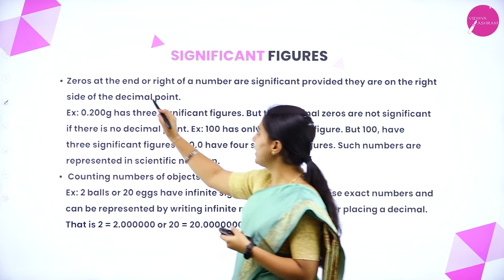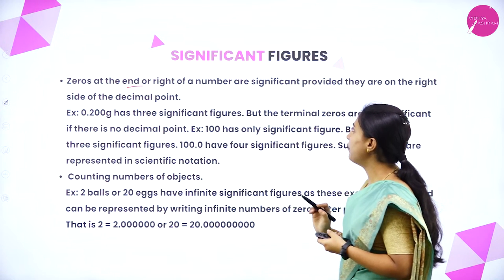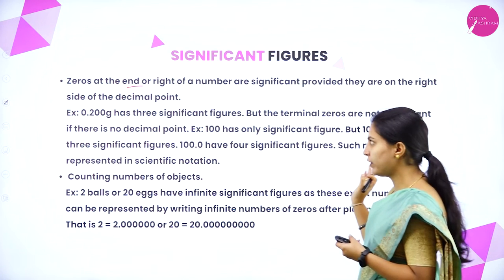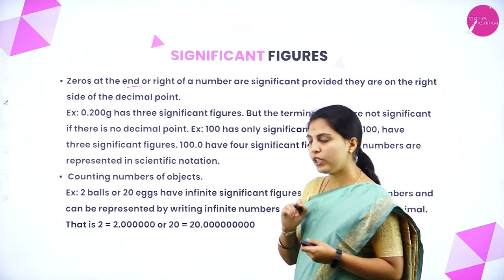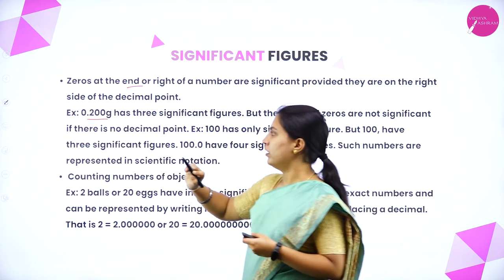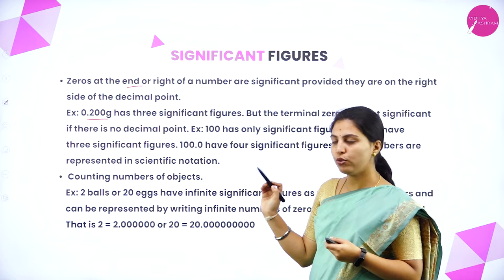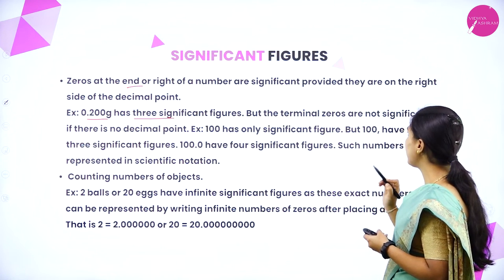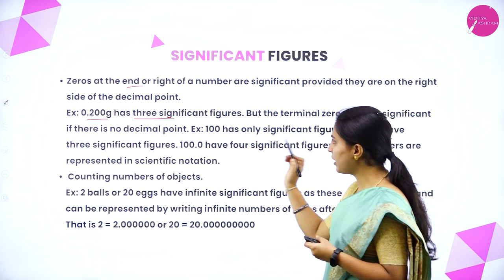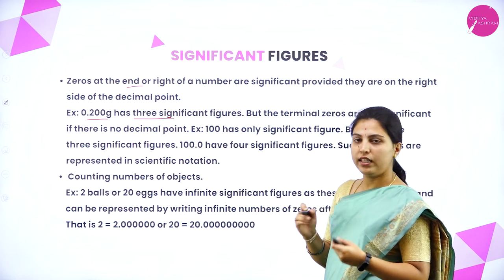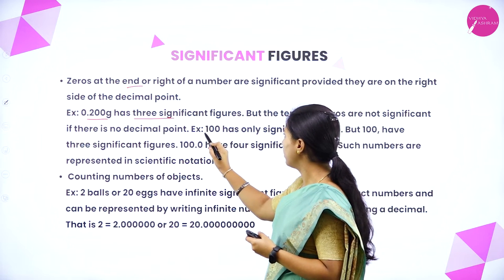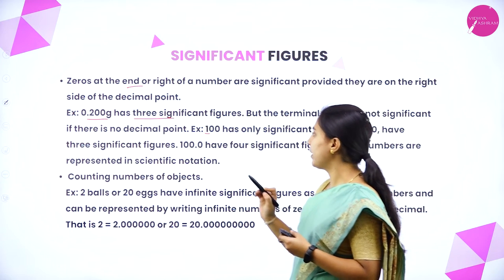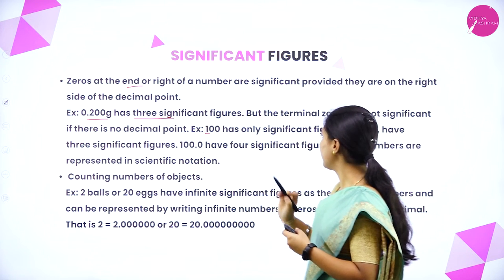Later, zeros at the end or right of the number are significant, provided they are on the right side of the decimal point. If there are digits on the right side of the decimal point, then we have to consider them. See here, 2.00, in that case we have to consider the zeros as significant. But terminal zeros without a decimal point are not significant. Okay, see here, this has only one significant figure. But 100. has 3 significant figures, 100.0 has 4 significant figures.